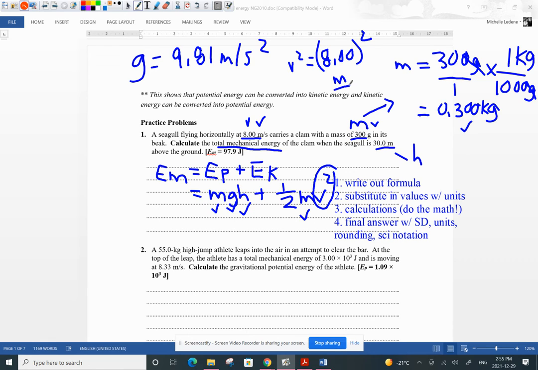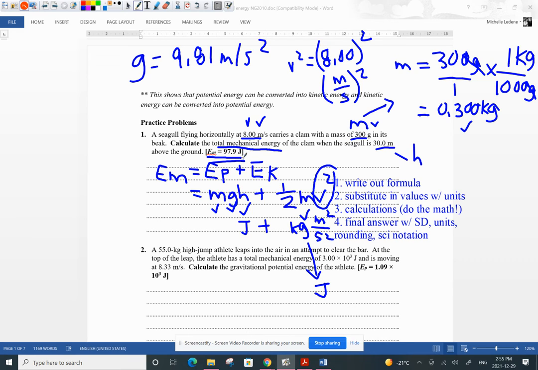And meters per second squared is going to give us units of meters squared per second squared. Mass is in kilograms. We should all know that kilograms meters squared per second squared is simply a joule. Okay, so we're going to get a joules value here and a joules value there. We're going to add them up together, and that's how we get our mechanical energy.